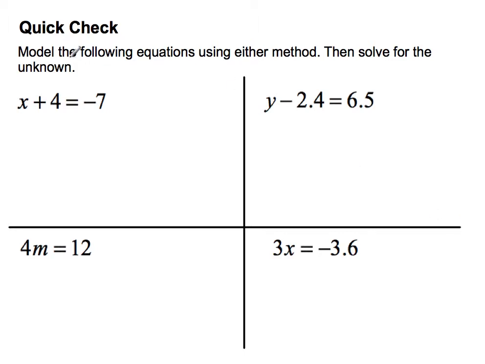Welcome back. Model the following equations using either method. I'm going to do the arrow method first. Oh, actually, sorry, I'm going to do the algebra tiles first. Let me just erase that. And I'm going to do the arrow method for the second one. That's right. So I'm going to say that my white is positive and my blacks are negative.